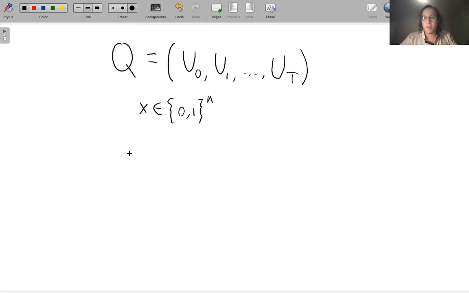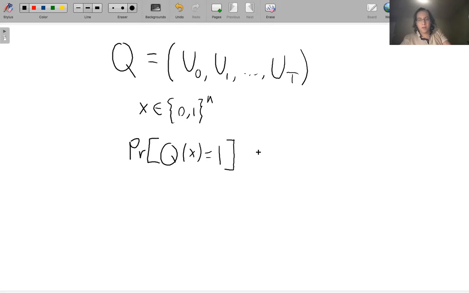And so the very basic observation, or the key insight of how to use polynomials to lower-bound quantum algorithms, is that the acceptance probability of Q on X, so the probability that Q of X outputs 1, or in other words, that the algorithm accepts X, is a polynomial in the bits of X. So this is the key insight.